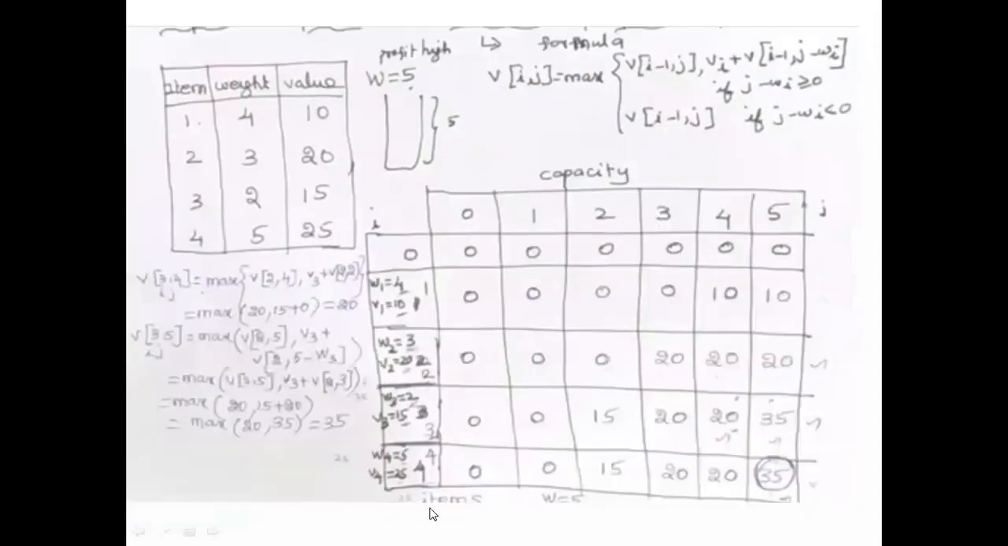Now 3, 5. This is 3, 5. How are we getting 35? Please try to solve this problem by using this recursion formula. And you must know the shortcut method, then the time to solve this problem is very short.